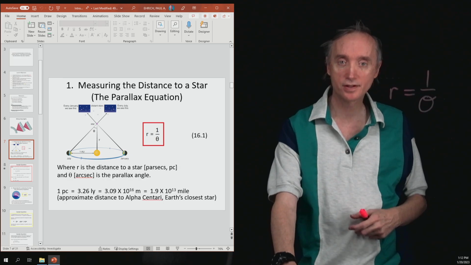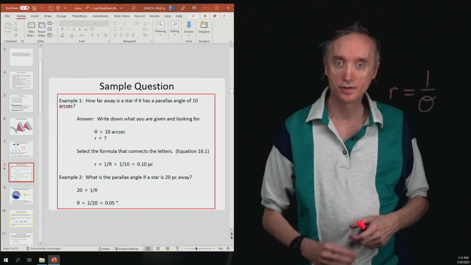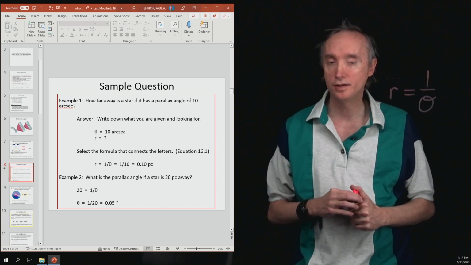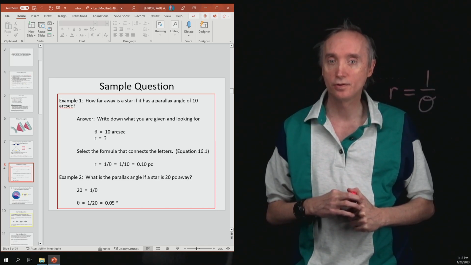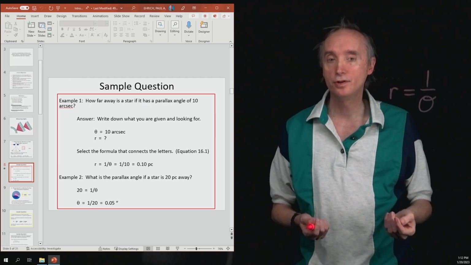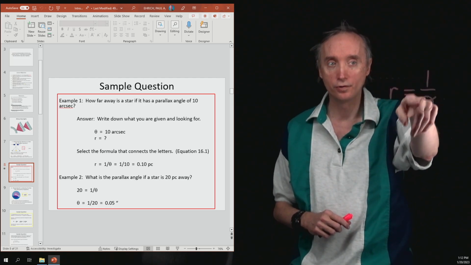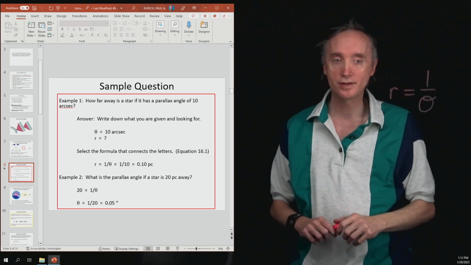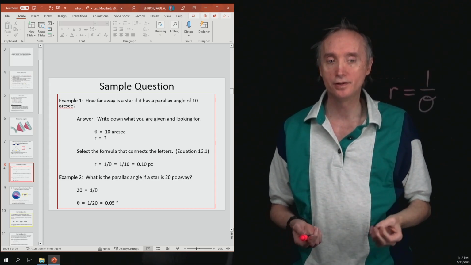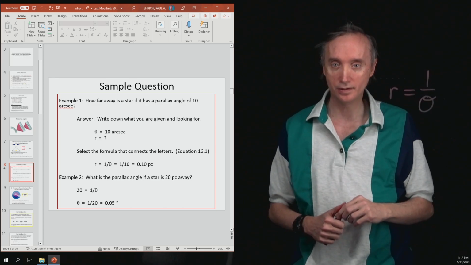So let's try it. So let's take this formula, and this formula is really, really easy to use. So how far away is a star if it has a parallax angle of 10 arc seconds? So the angle is going to be 10 arc seconds, and we want to know what's the r. How far away is it? So we're going to take our formula, r, 1 over the angle. So it's going to be 1 divided by 10, and you probably don't even need a calculator for this. So 1 divided by 10 is 0.1, and then the unit is the parsec, PC.